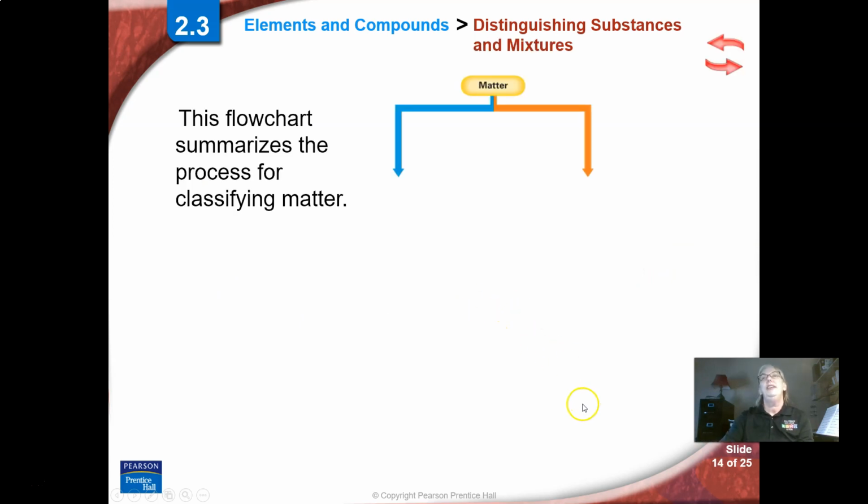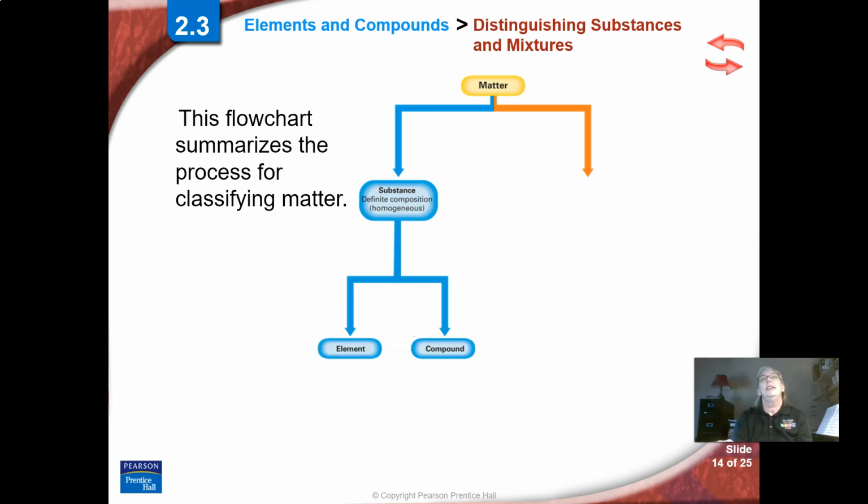So here's a flowchart. You'll see this a lot in chemistry books, and it helps you remember how we can categorize things. So everything is matter. We know that anything you can see or touch is matter, except for light. Light's energy. Matter, we can say, hey, does it have a definite composition? Then it's a substance. Does a substance have a definite composition? Homogeneous? Then it could either be an element or it could be a compound. So this could be the sodium and this could be the sodium chloride.